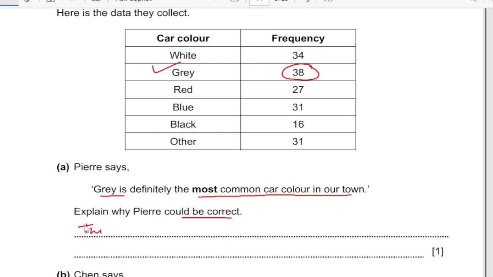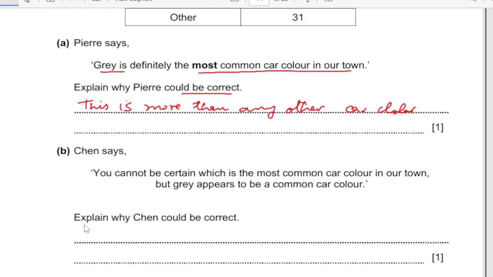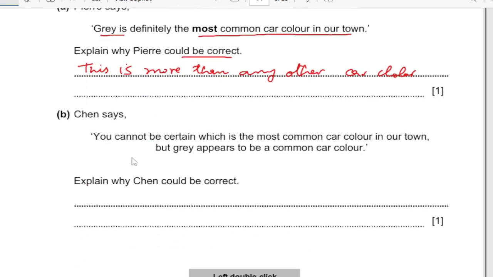So he can be correct because this is more than any other car color, right?